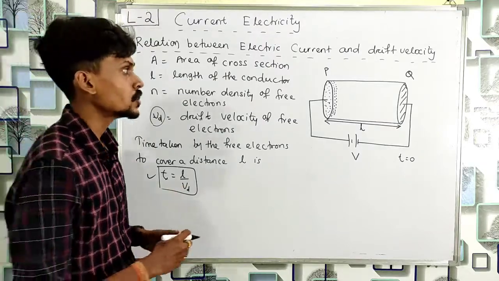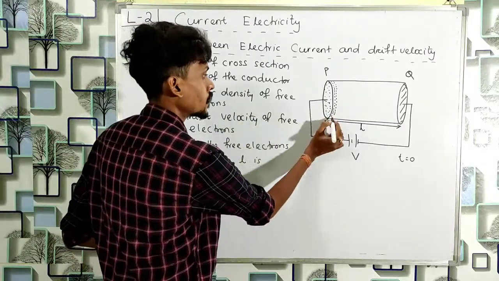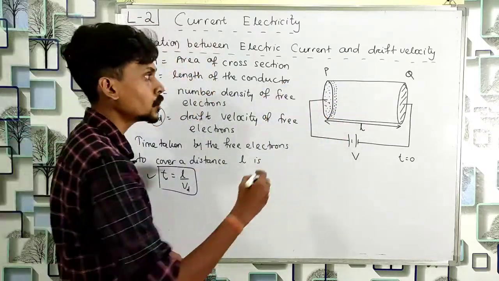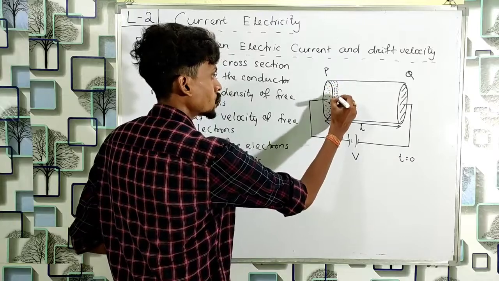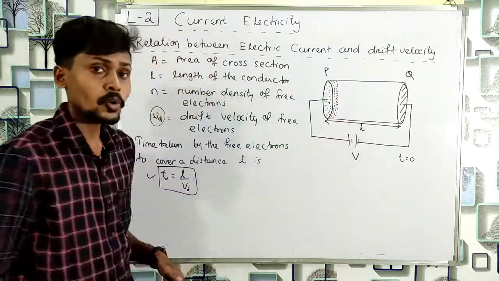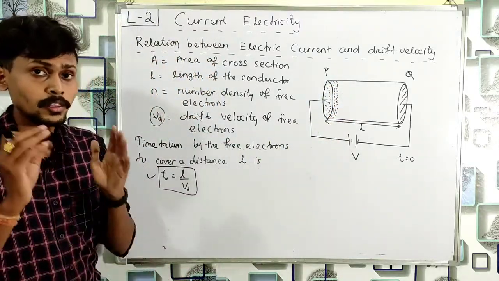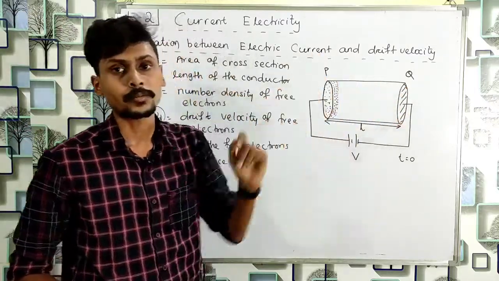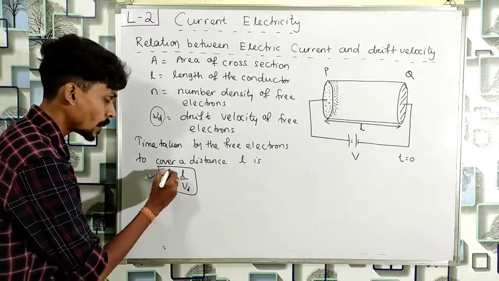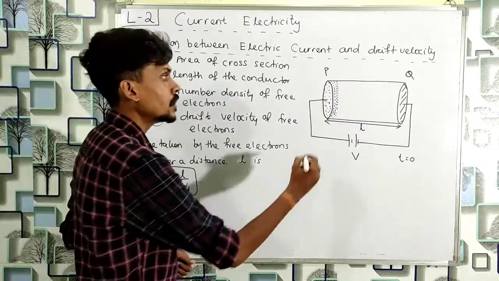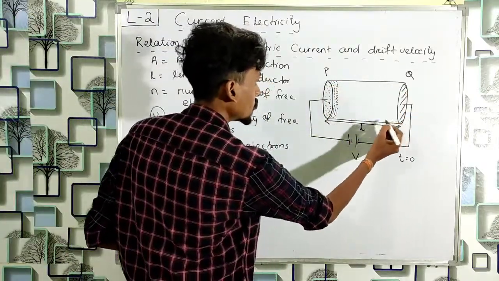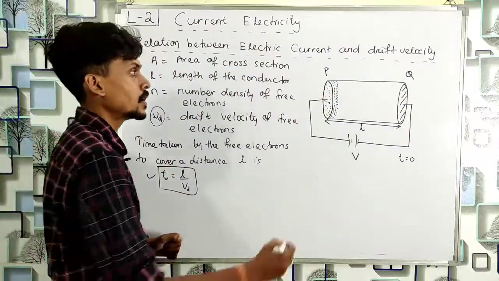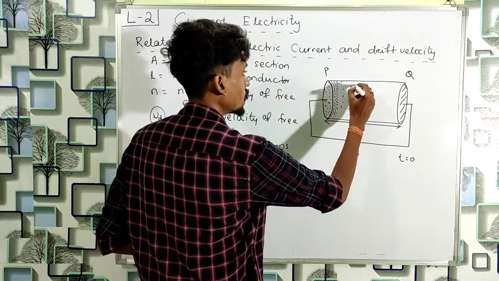The second batch of electrons will be somewhere here. The third batch will be slightly behind them. The fourth batch will be somewhere here. So all the electrons which have crossed this cross section in this amount of time will definitely lie inside this cylindrical volume.